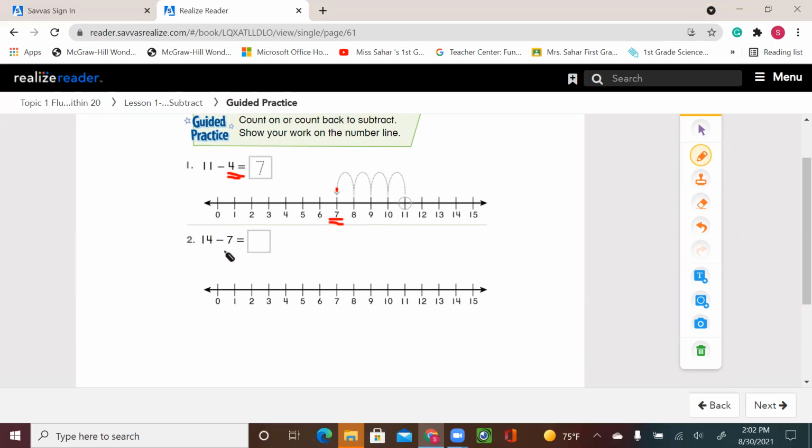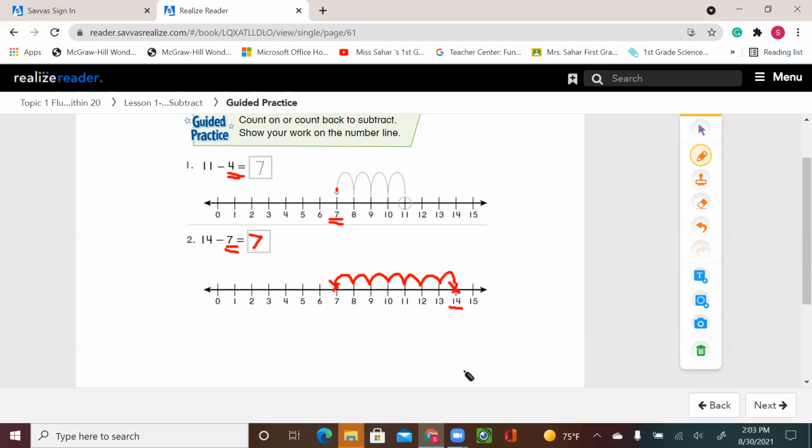This one, number 2, let's do count on. So I'm going to mark this is my 7 and this is the 14. Count on means I'm going to start with my lesser number. So let's go 8, 9, 10, 11, 12, 13, 14. I'm going to stop on 14, but this is my addend here. And now count how many steps. So 1, 2, 3, 4, 5, 6, 7. So 14 take away 7 equals 7.